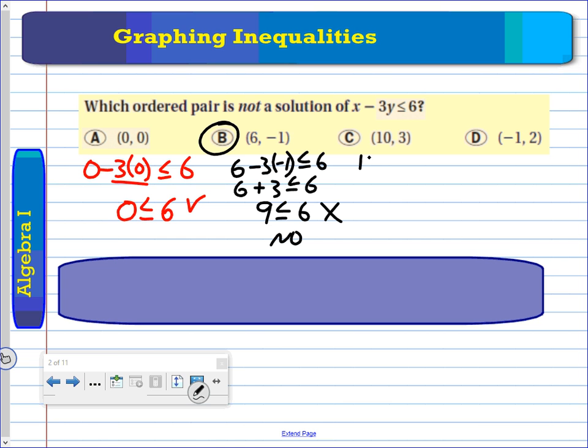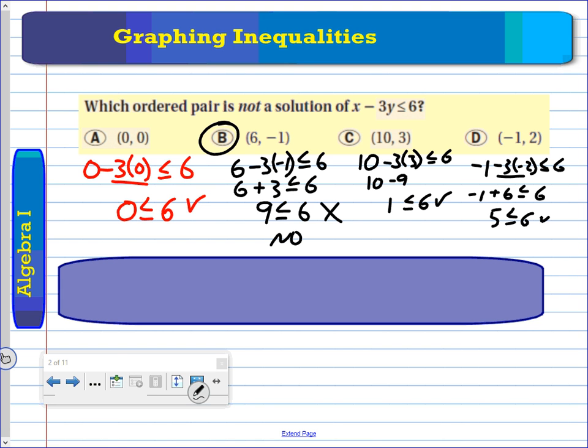If we check these ones too, we'll see that they work. That's 10 minus 9. That's 1, which is less than 6. Same thing here. -1 minus 3 times -2. Again, that's going to be positive because a negative times a negative is a positive. -1 plus 6 is less than or equal to 6. That's going to be 5, which is less than or equal to 6. So B is the only option that does not work. B is not a solution.